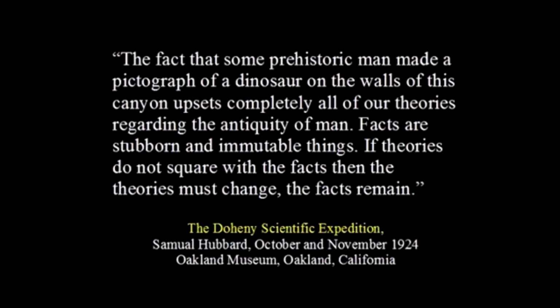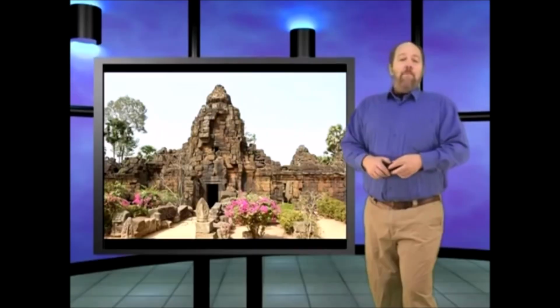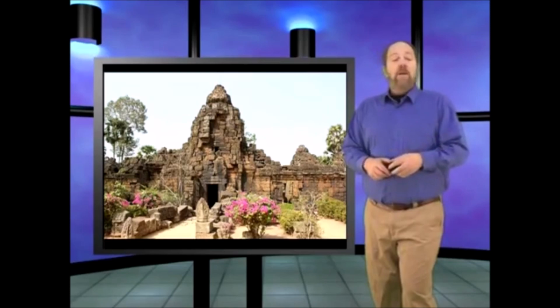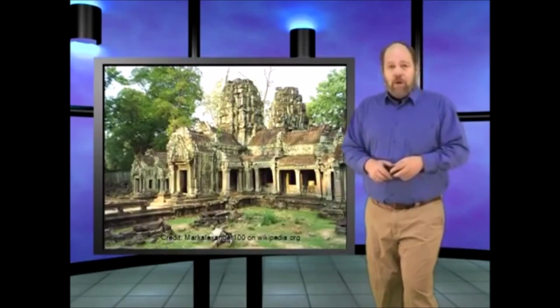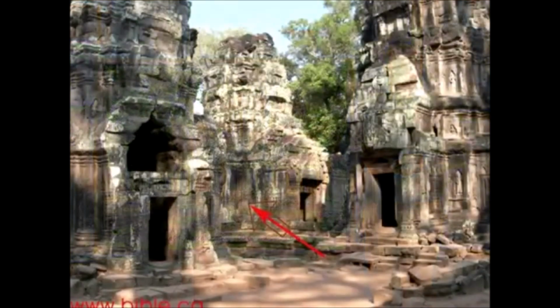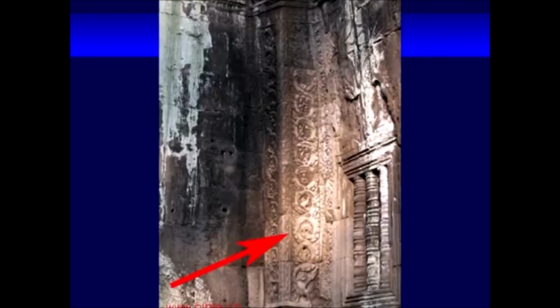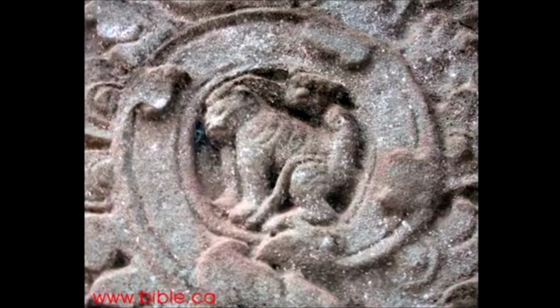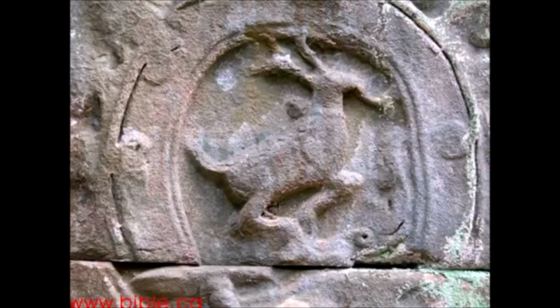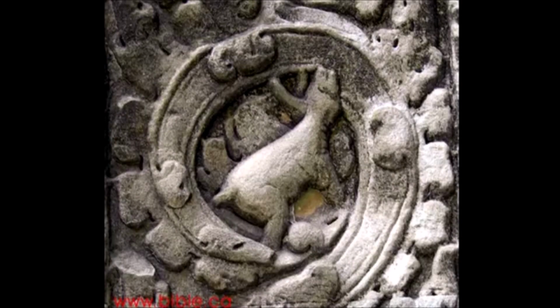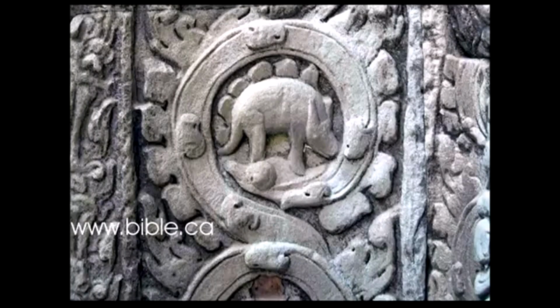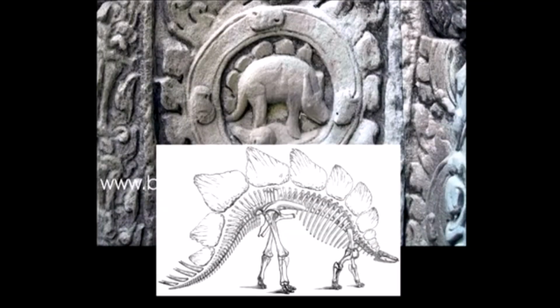The facts remain. In Ta Prohm, Cambodia, is a temple dedicated in 1186 AD, so it's just a little over 800 years old. Now, as you go through the temple, you'll notice ornate carvings on the pillars. As you get closer, you start to recognize some of the creatures. Here's a monkey, a deer, a water buffalo, and then there's this strange creature. While it has strange features on its head, even children immediately recognize the carving as a stegosaur. The plates going down its back are a dead giveaway.